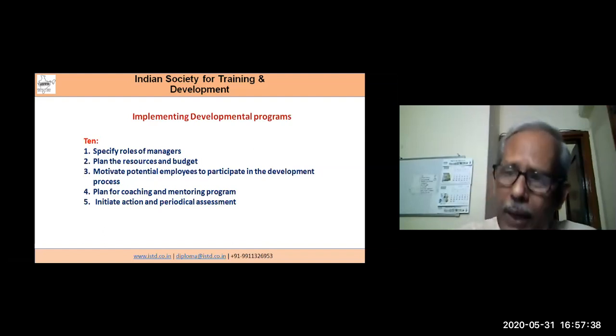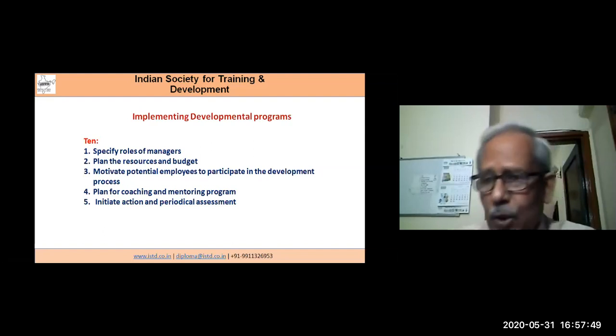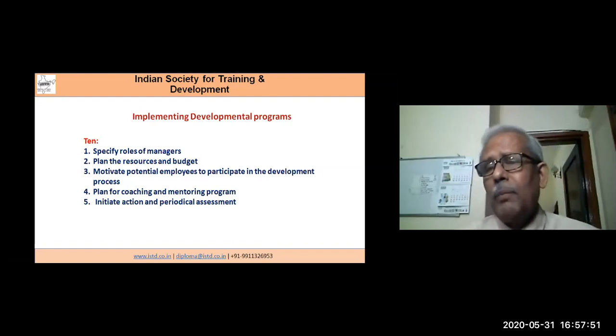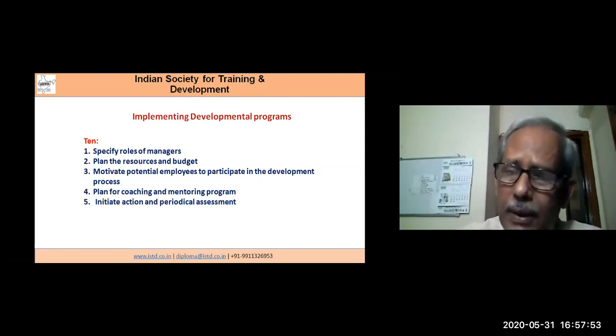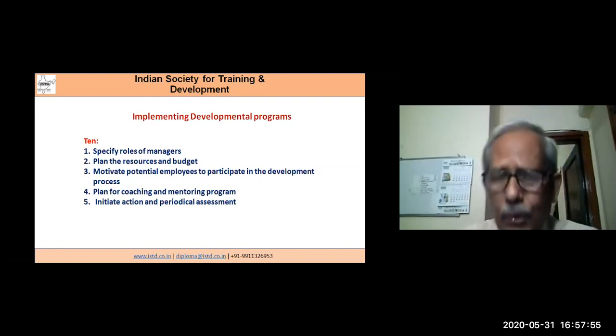In different departments, for identification of the talent, how are they going to give the input to the training department or the talent management department? The role of the manager, the plan, the resource and budget. They need to make the plan of the resources and make the budget. Who is going to do what? Who is going to do that?